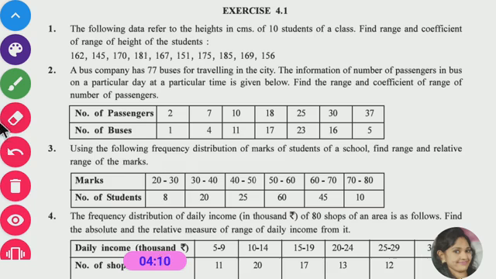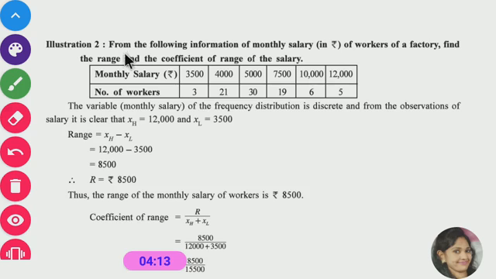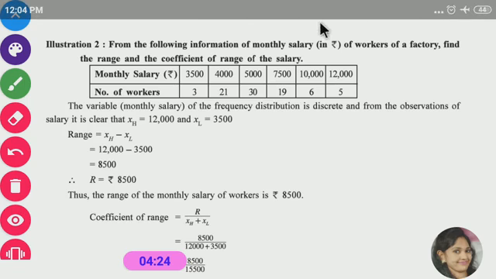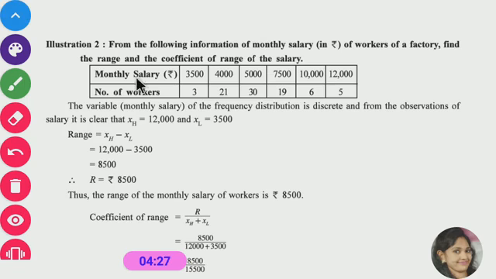Let's see the second example. Example number 2. From the following information of monthly salary of a worker of a factory, find the range and the coefficient of range. Again absolute range and relative range, right? Then what is given? Monthly salary, the x column, and number of workers, the f column. These two are given. The frequency distribution is discrete. Whenever only x and f columns are given, that is called discrete data.